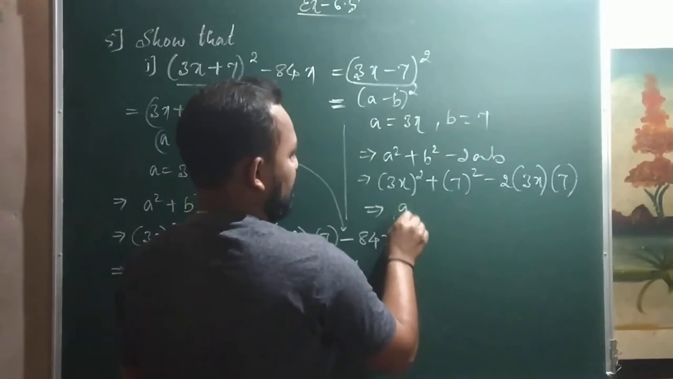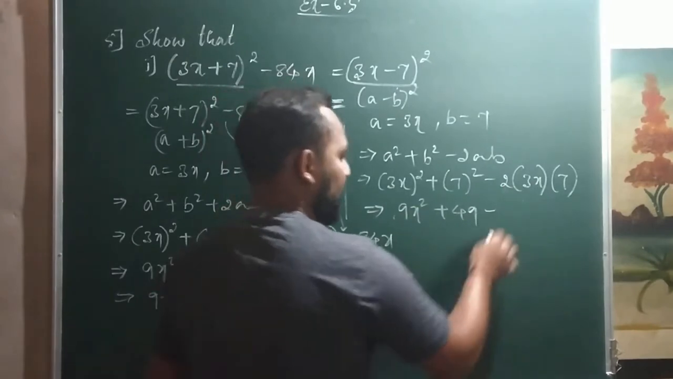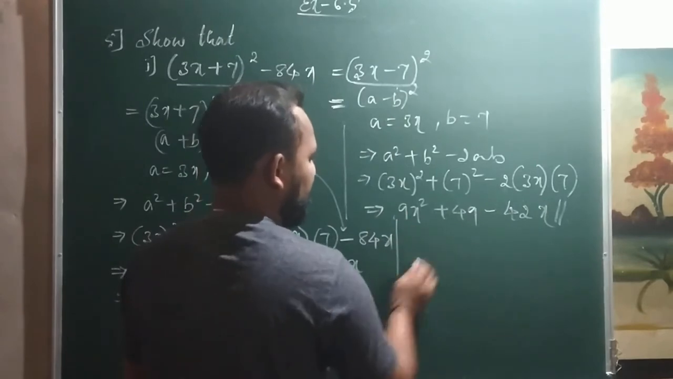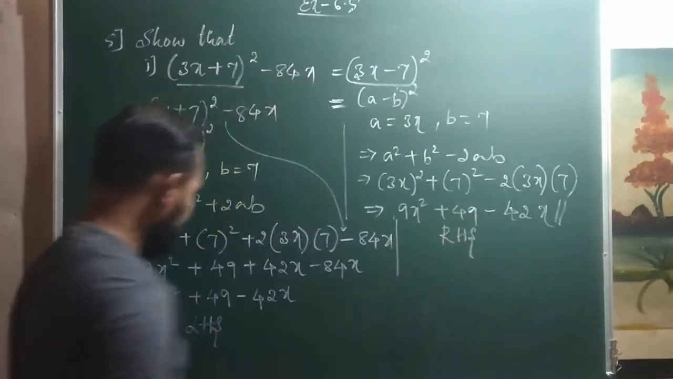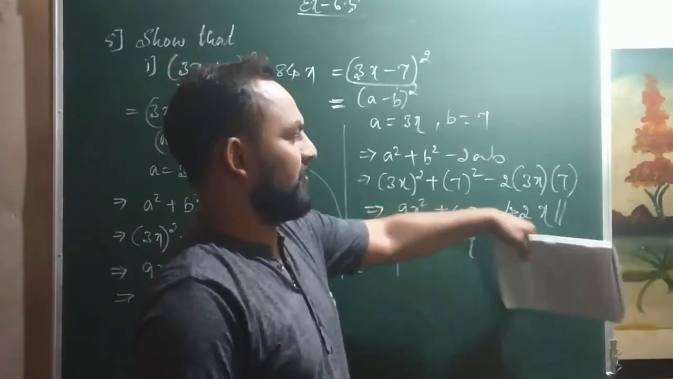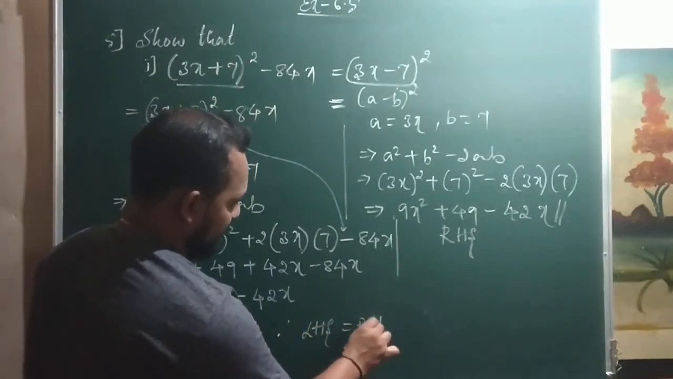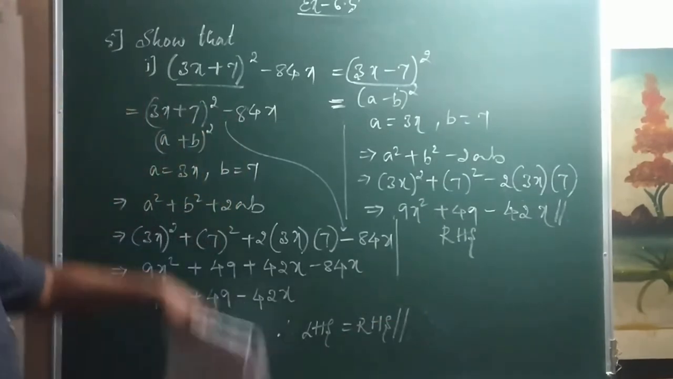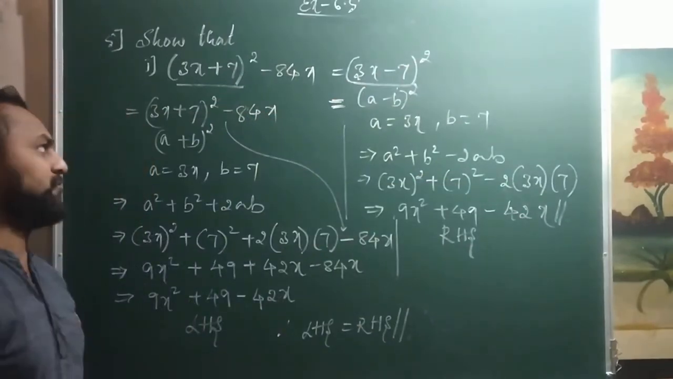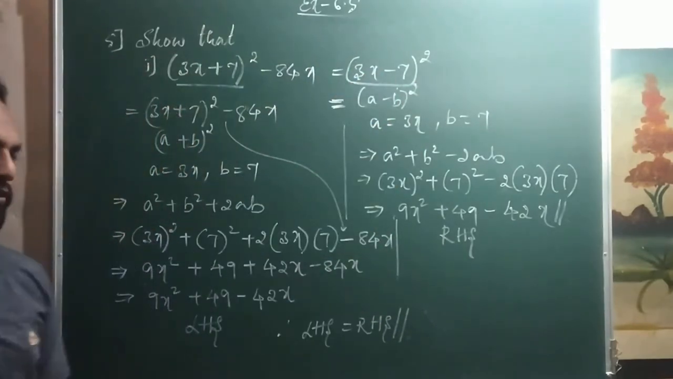Here 3 square is 9x² plus 49 minus, 2 threes are 6, 6 sevens are 42x. And this is the RHS. Here LHS: 9x² + 49 − 42x, and RHS: 9x² + 49 − 42x. Therefore, LHS equals RHS. The first expression equals the second expression: (3x + 7)² − 84x = (3x − 7)².